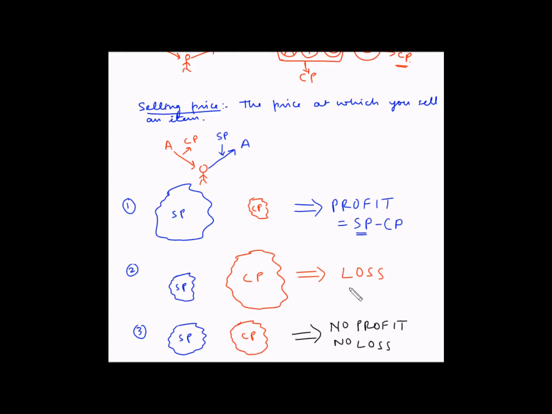And same thing for loss. Basically we put the number which is bigger. So in this case, cost price is bigger than our selling price. So loss is equal to cost price minus the smaller number, which is selling price. And in this case, of course, since both are the same, you'll have cost price minus selling price, or selling price minus cost price, equal to 0. So this is the formula for calculating loss, and this is the formula for calculating profit.